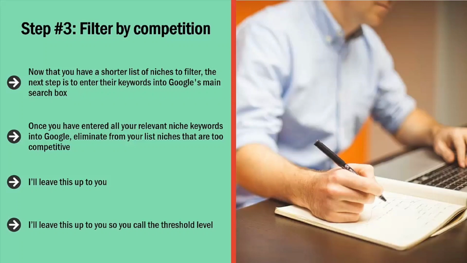I'll leave this up to you, so you call the threshold level. Maybe you can deal with 1 million pages. Perhaps you are more at ease with 300,000 or fewer pages. Whatever the case may be, apply it uniformly across all the niches you have left on your list.